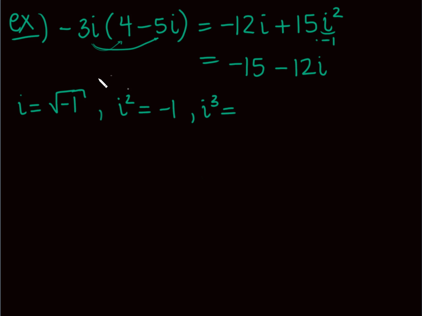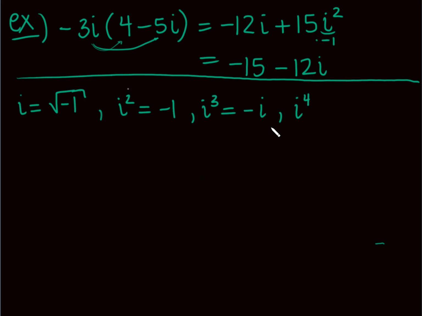So if you look at some of the powers of i, it's just kind of an interesting thing to look at. Remember, i is the square root of negative 1. i squared is negative 1. i cubed would be i times negative 1, so it'd be negative i. And then look at what i to the 4th would be. Well, that'd be i cubed times i, which is negative i times i, which is a negative i squared.